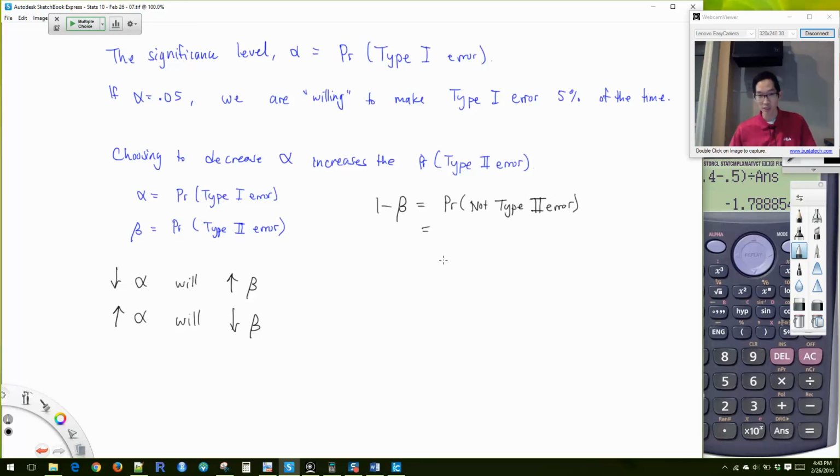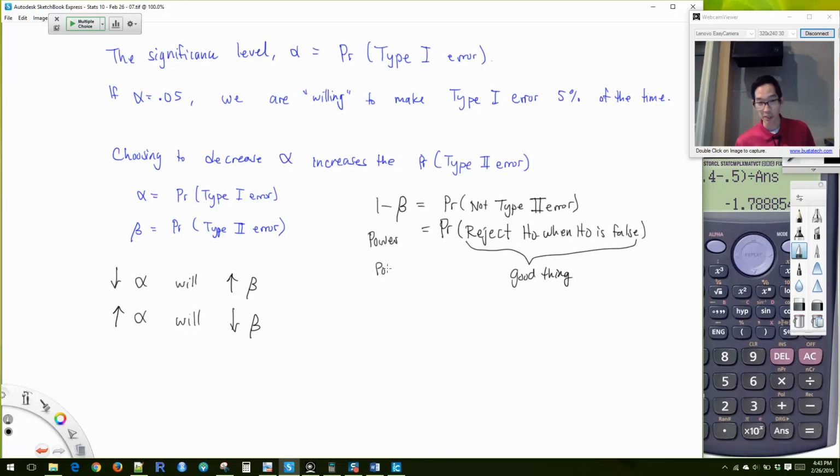So 1 minus beta would be the probability of rejecting the null when the null is false. Is that a good thing or a bad thing? It's a good thing, right? If the null is false, we want to reject the null. So the probability of rejecting the null when the null is false is a good thing, and we call the probability of this good thing power. So power is 1 minus beta.